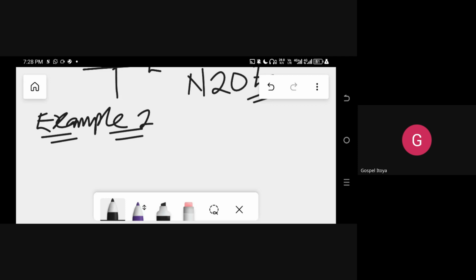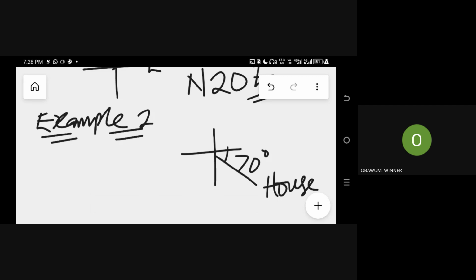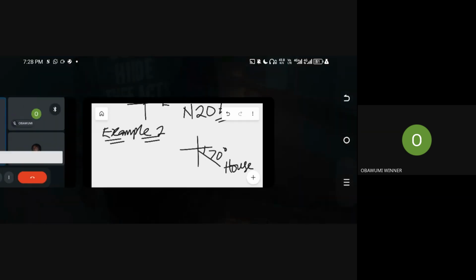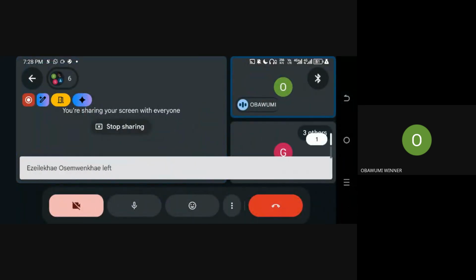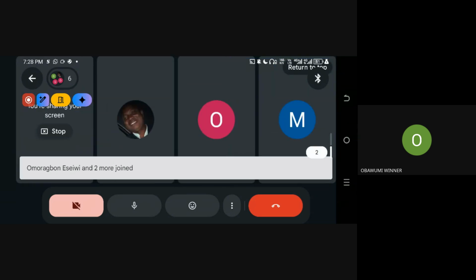Let us say we have this. Let's say this is a house and call this... Sir, can you please explain example one?